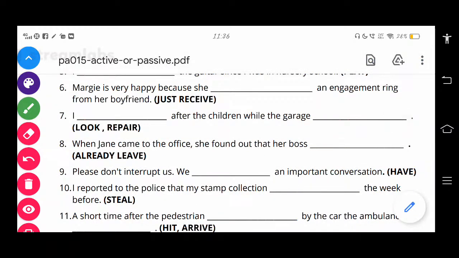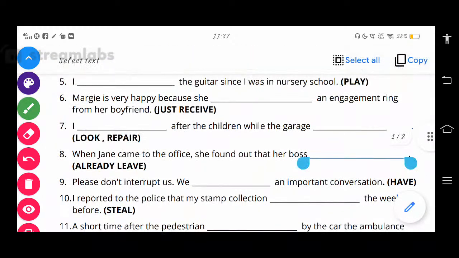So here we were given two verbs. One is look, second one is repair. So now these two verbs have to be used accordingly. To use a verb accordingly in the given sentence, first we need to understand in what sense of time the sentence was given over here. Dash while the garage.